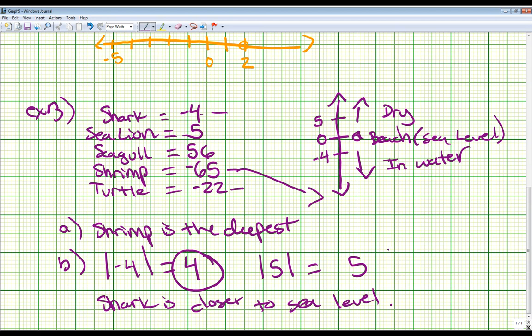And you can pause one more time and try out number 11 if you'd like, on the bottom of page 271. And the answer to number 11 is the seagull, because the absolute value of 56 is less than the absolute value of -65. The seagull is closer to 0 feet, or sea level. And there we go for that lesson.